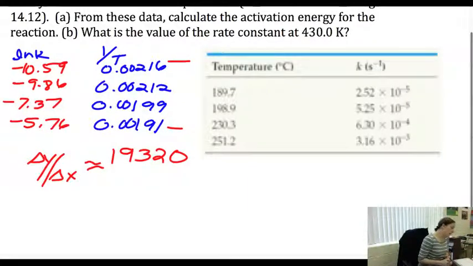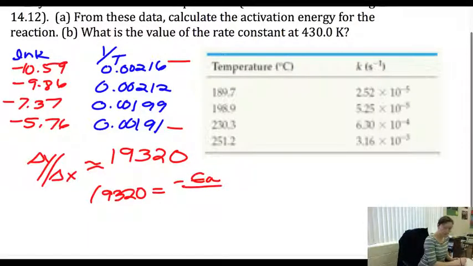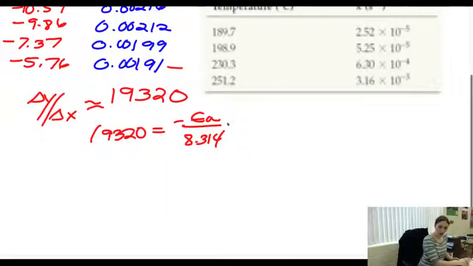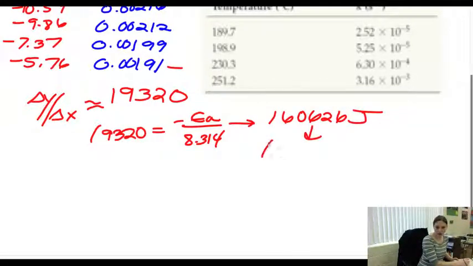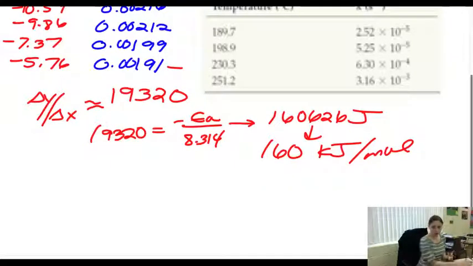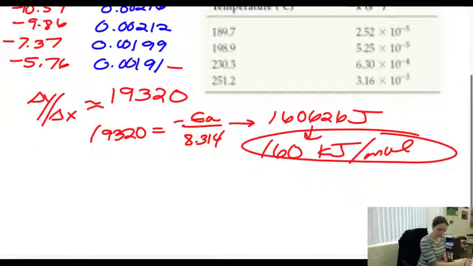Now if I have that value, then I'm going to solve for my activation energy. So my slope, my 19320, is equal to negative activation energy over 8.314. I'm going to get a really big number of joules, which is going to be 160,626 joules. I'm going to divide by 1,000 and just make that about 160 kilojoules. And that's actually kilojoules per mole, because when you deal with the R constant, it has mole in it.